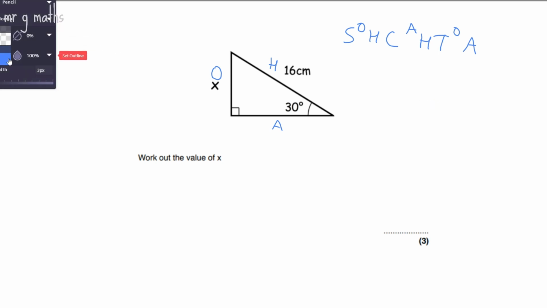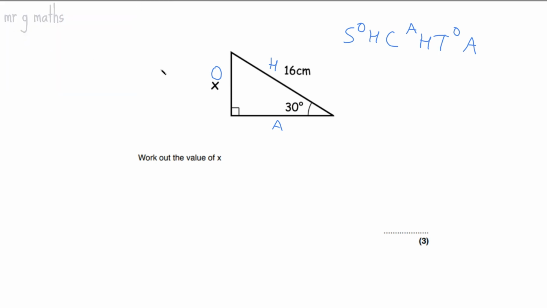Okay, so now we have to find out if we're using sine, cos, or tan in this particular case. So again, we look at which sides we have information on. The H has this 16 centimeter length, and this O has an unknown length of x. So it's the O and the H. So is it sine, cos, or tan? It's going to be sine. We look at the O and the H, and that's what we have here.